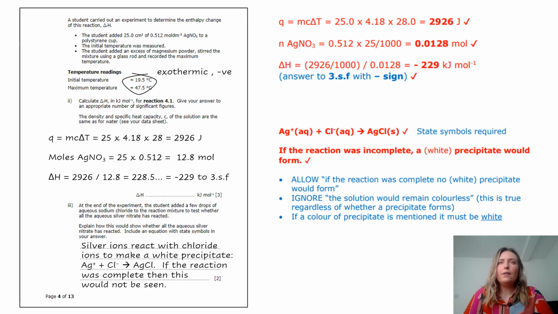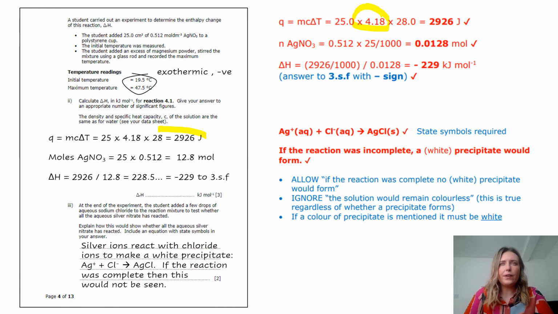So for Q equals mc delta T, you should be using the 25 centimetres cubed of solution multiplied by 4.18, which can be found in your data sheet, multiplied by 28, which was the temperature change. And this should give you 2,926 joules. My student's done this correctly, so they've got 1 point. Okay, 1 mark just over here.